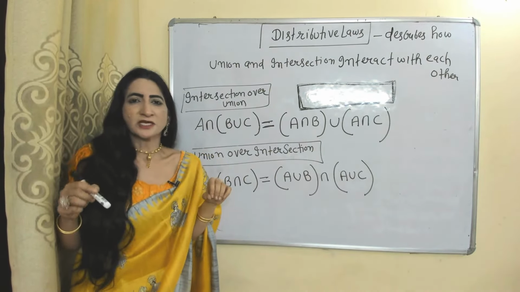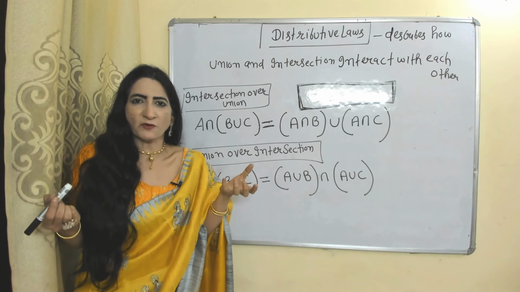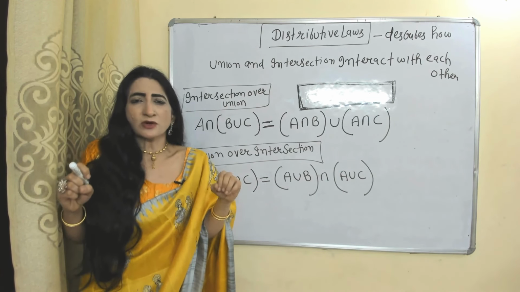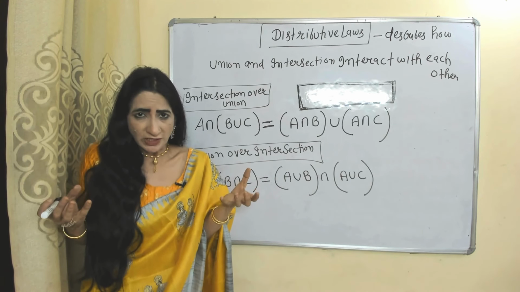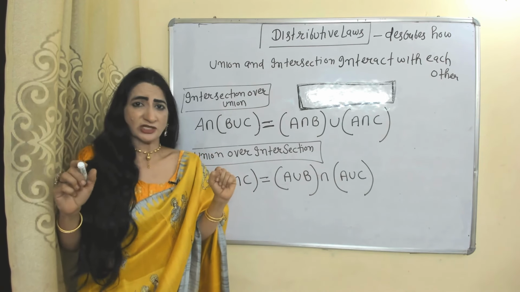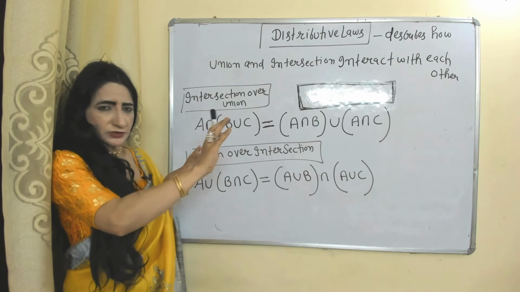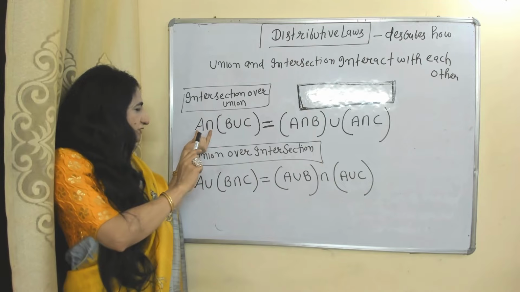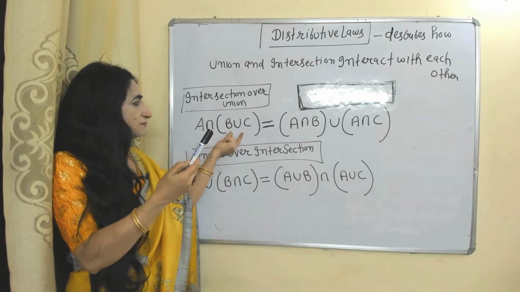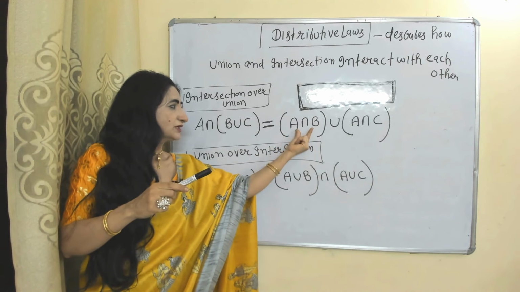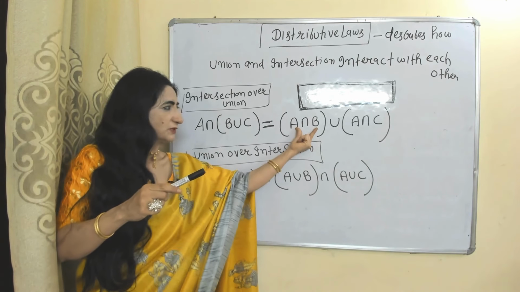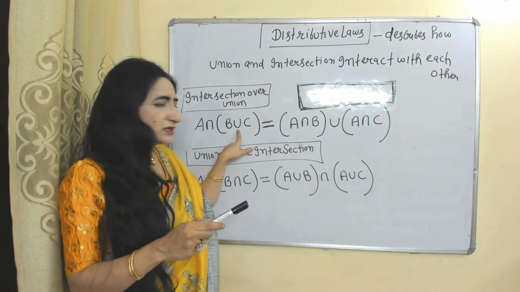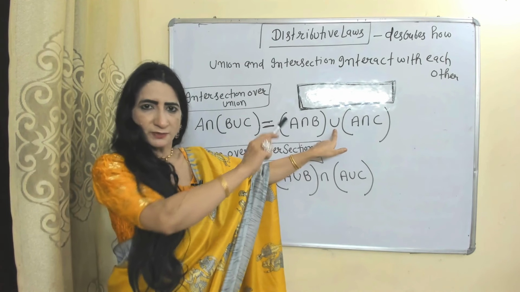Distributive laws. These laws describe how operation of union and intersection interact with each other. Intersection over union. A intersection, we have intersection sign. We distribute A intersection between B and C. Here you can see we distribute A intersection with B, plus we also distribute A intersection with C. Here we have union symbol, that's why same symbol we put here.